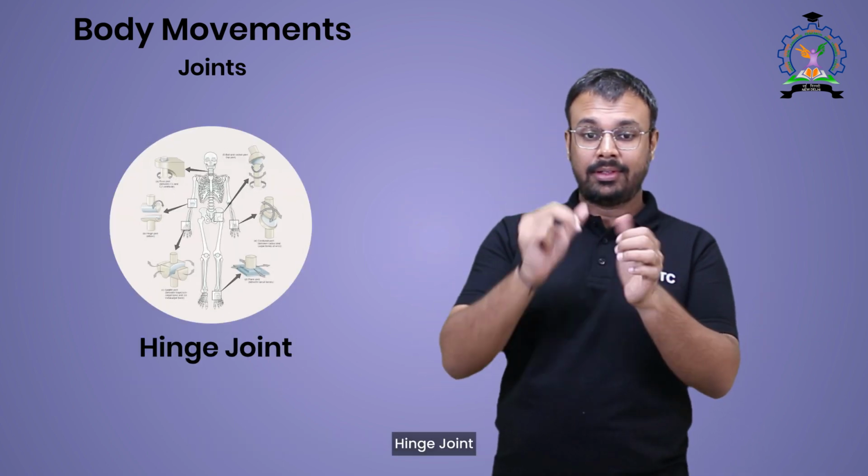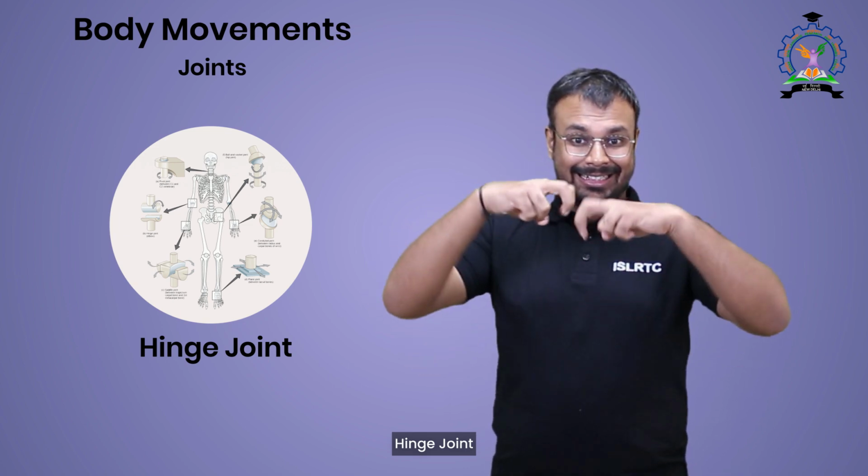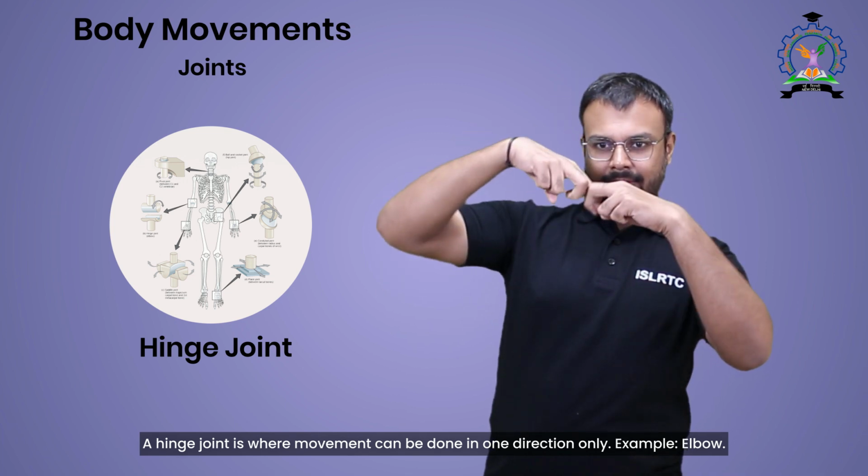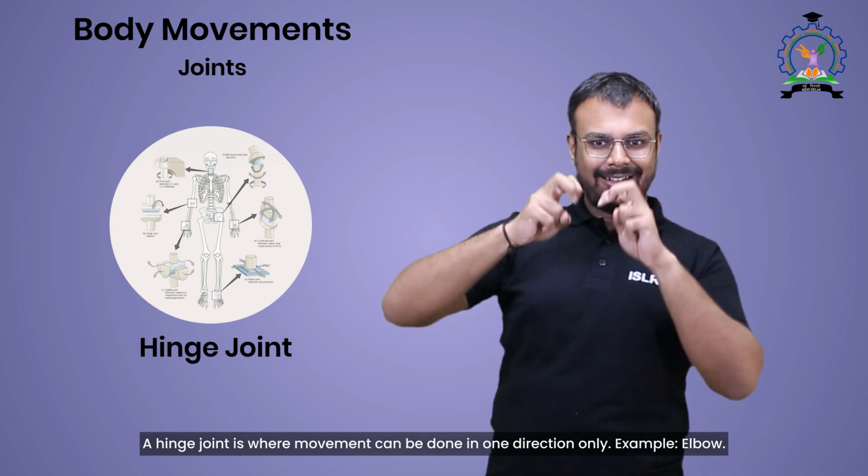Hinge joint. A hinge joint is where movement can be done in one direction only. Example, elbow.